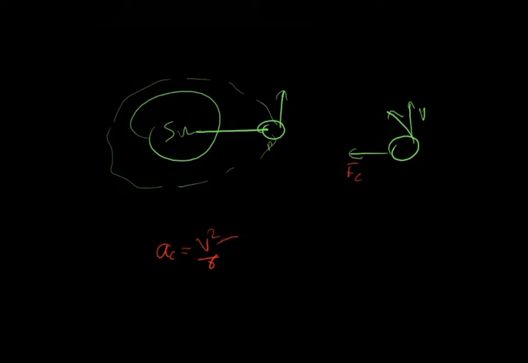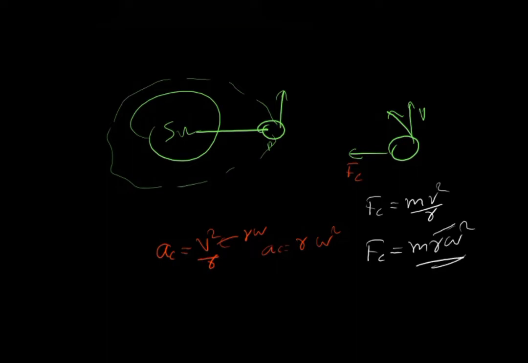r. So you can substitute v equals r omega. So the equation for ac is going to be r omega squared. So the centripetal force can easily be found. Fc can be mv squared over r, or Fc can be m r omega squared, according to the condition that you have to apply.